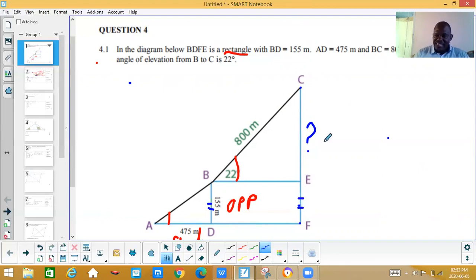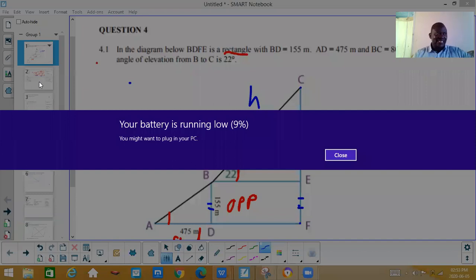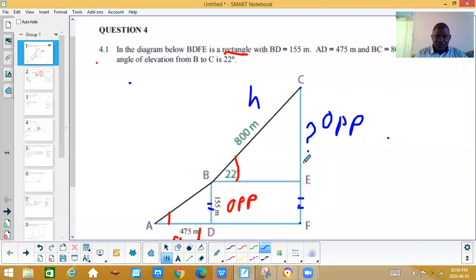Now, here, what are we given? This one is the hypotenuse, and this one is the opposite. Now, which trig function has opposite and hypotenuse? The trig function that is that is sine, which is opposite over hypotenuse.